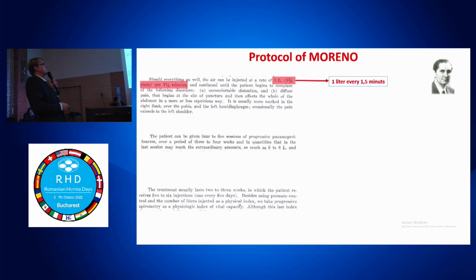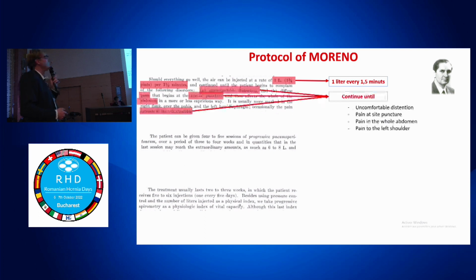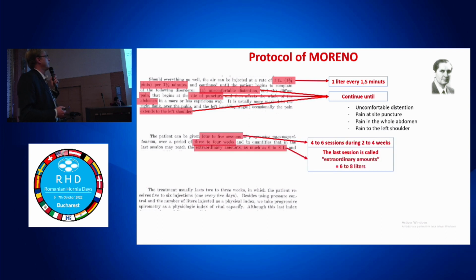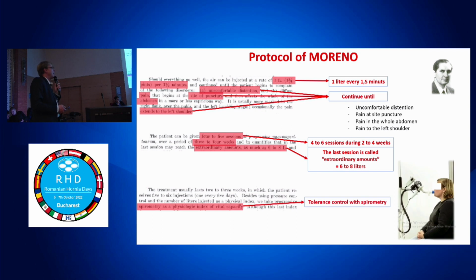His protocol is 1 liter every 1 minute and a half. And the insufflation should continue until uncomfortable distension, pain at the puncture site, pain in the whole abdomen, or pain in the left shoulder. He explained that his protocol was 4 to 6 sessions during 2 to 4 weeks. And the last session, he called that the extraordinary amounts, because in the last session, he insufflated 8 liters in the patient. At the end, he controlled the tolerance of the insufflation with spirometry.